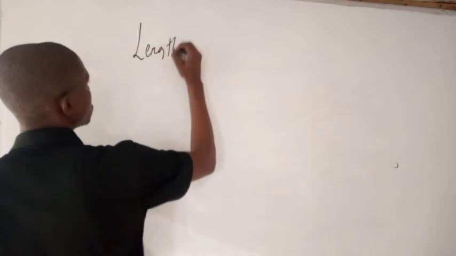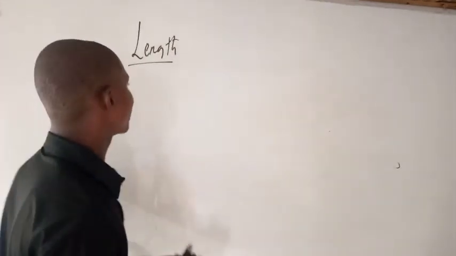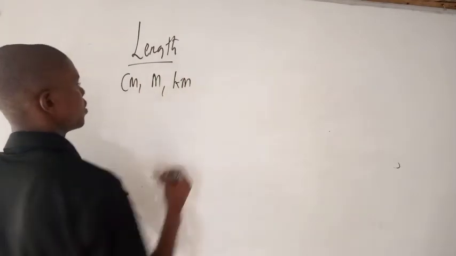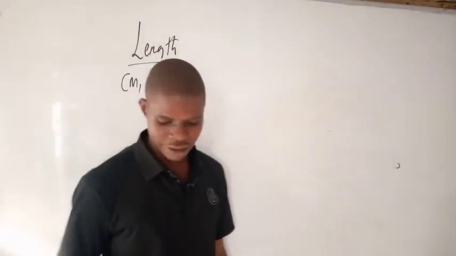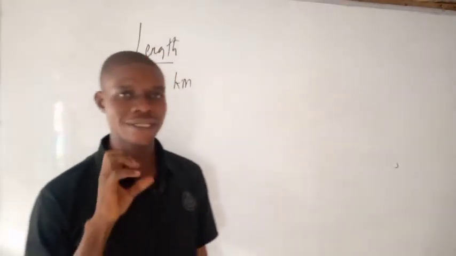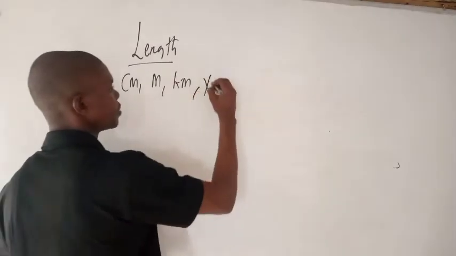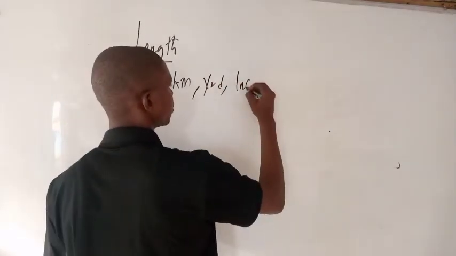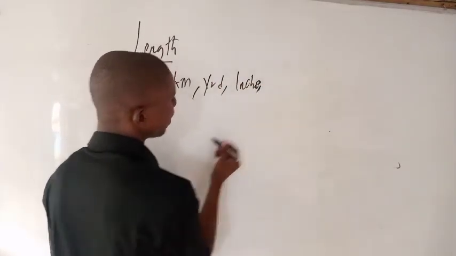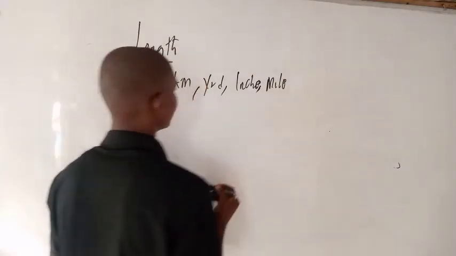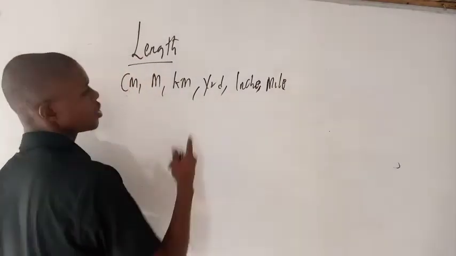So the common units we are used to when it comes to length are centimeter, meter, kilometer. But there are still other units. Now when it comes to length, there are also other units, like the yard, the inch, the miles. You get that? So like the feet.